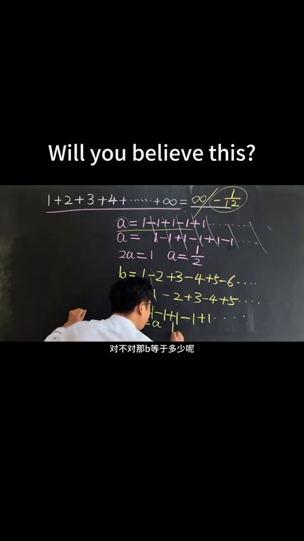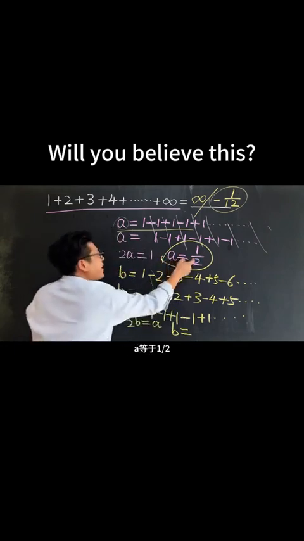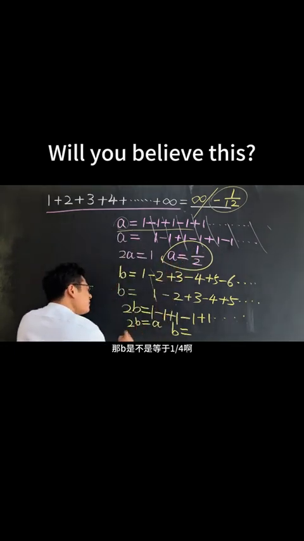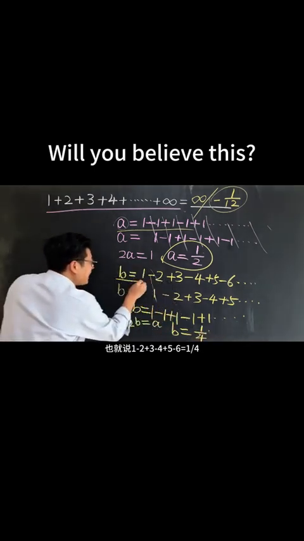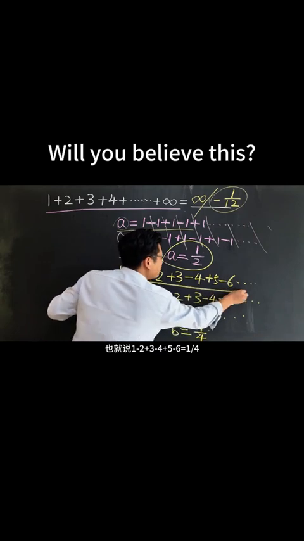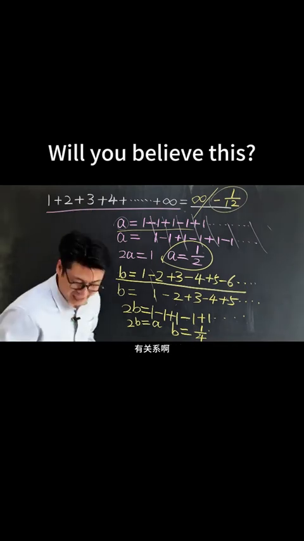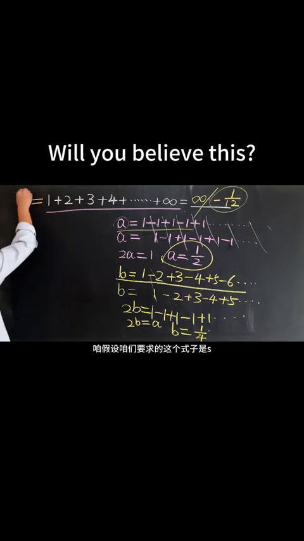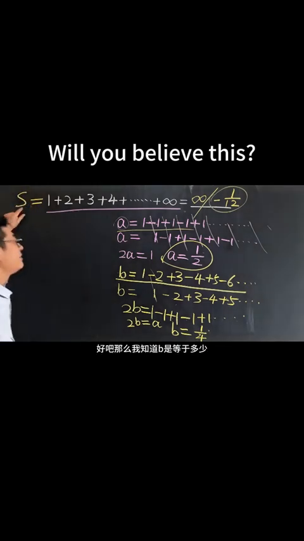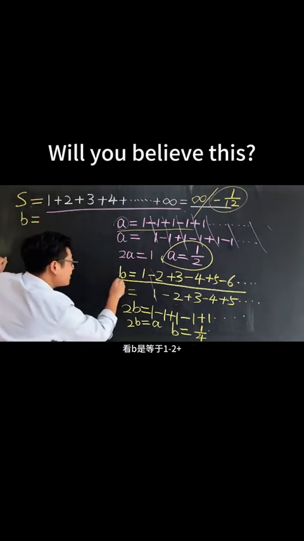So how much is B, everyone? A, didn't we just prove it? A equals 1/2, so doesn't that mean B equals 1/4? So the series 1 minus 2 plus 3 minus 4 plus 5 minus 6 equals 1/4. So what does that have to do with this? It does matter. Everyone, the next step is crucial. Let's suppose the series we're trying to find is S, okay? Now, I know what B equals.